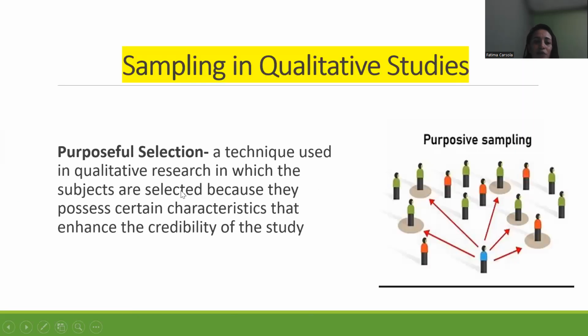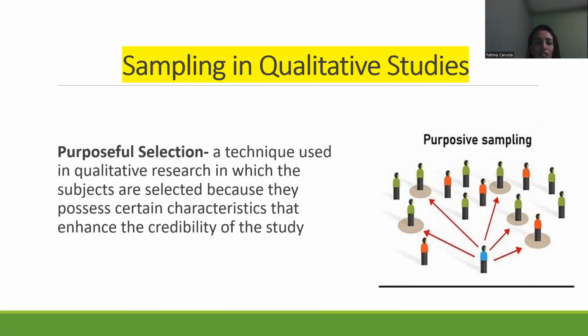Sampling in qualitative studies, we have what we call purposeful sampling. In qualitative studies, although objective criteria for recruitment and selection strengthen the credibility of a study, informants in this type of research are selected from a potential pool of subjects in a way that is controlled and executed by the researcher. So we have here the purposeful selection.